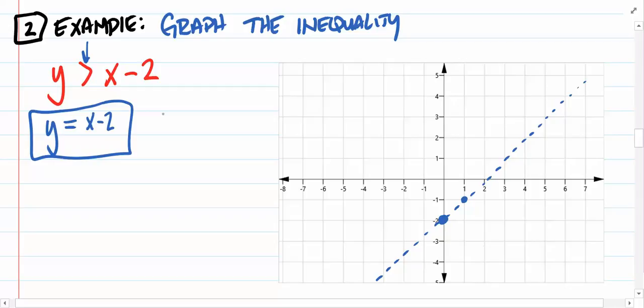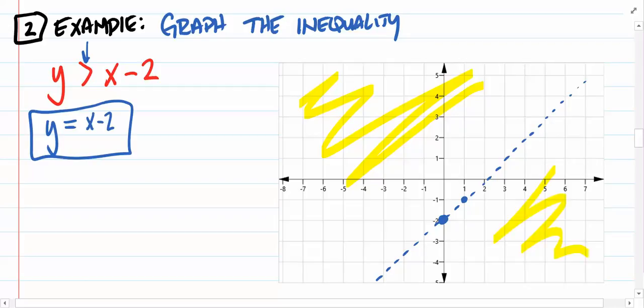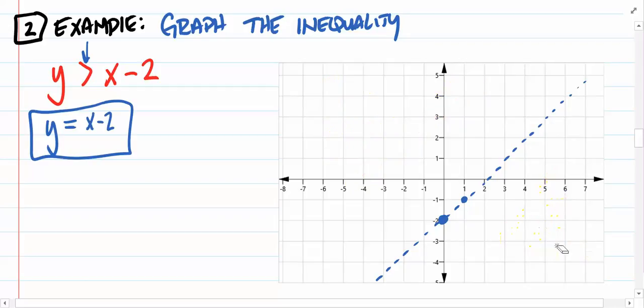And then you'll notice that there are 2 regions here. There is a region above the line, and then there's a region below the line. What I want to do is figure out which region makes this inequality true. So I like to use the test point 0, 0.